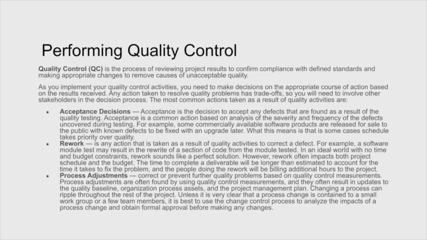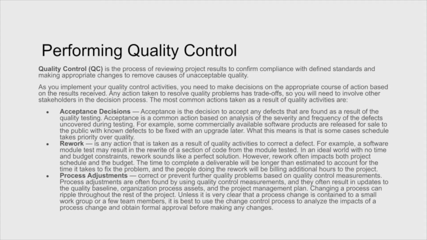So as we really implement these quality control activities, we need to make decisions on appropriate courses of action depending on the results. Do we need to change it? Do we need to fix it? Do we need to rework it? Is this acceptable? Is it too good? Are we spending too much money on this? So we need to take actions to resolve those problems as we go along. So the most common actions are usually broken into three major types.